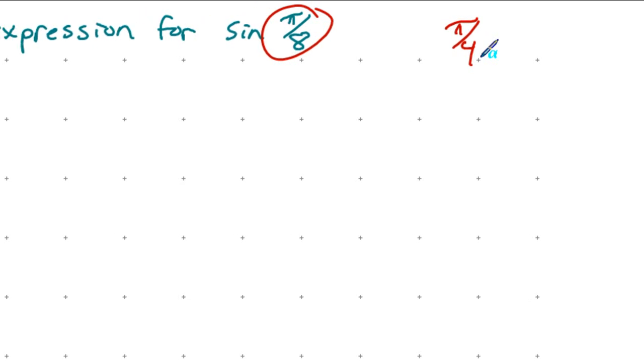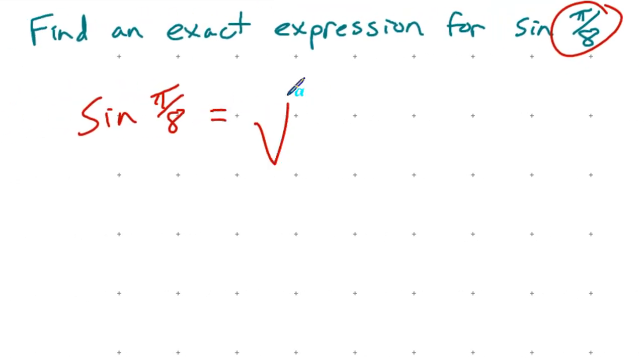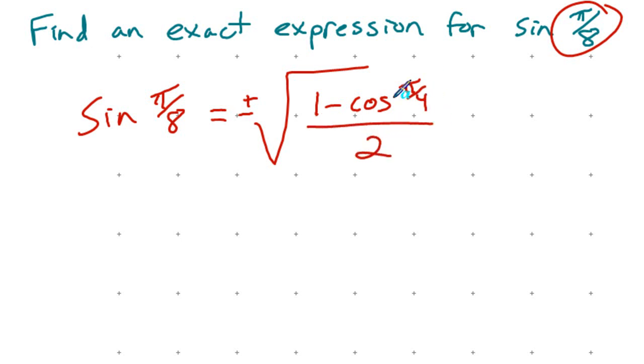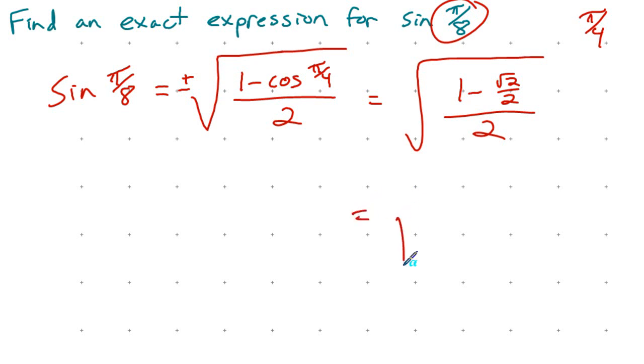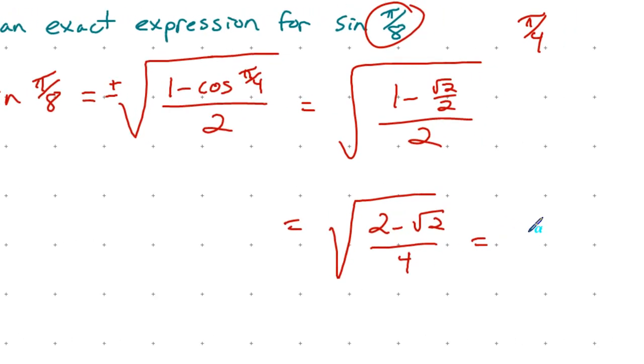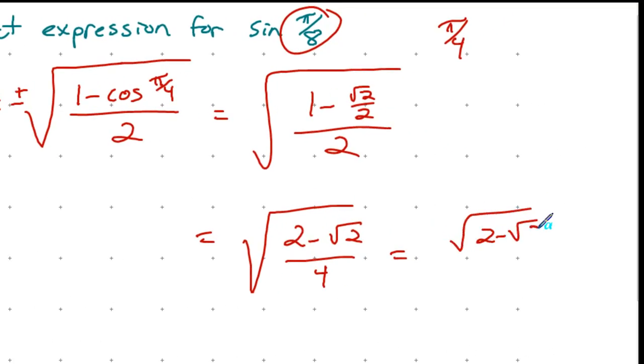So if I'm using my expression here, that's going to be plus or minus the square root of 1 minus cosine of the angle, which in this case is pi over 4, all over 2. Again, this is my half angle formula for sine, and that gives me 1 minus the square root of 2 over 2, all over 2 under the root. Going through that equation and simplifying, that ends up coming out to be the square root of 2 minus the square root of 2 after combining the fractions, all over 4 when I multiply up and down by 2, and that also equates to 2 minus the square root of 2, all over 2.